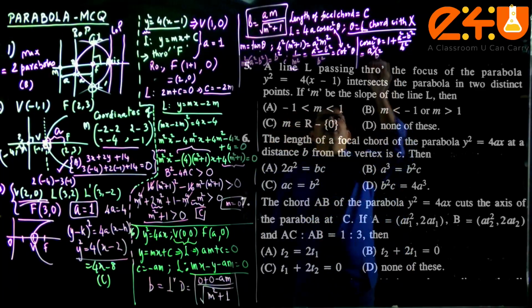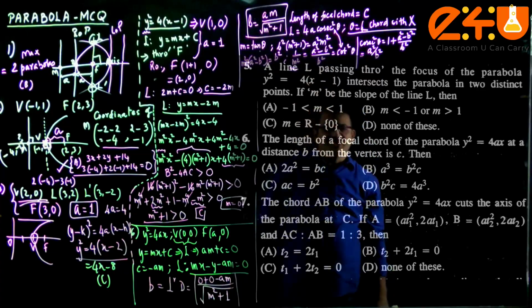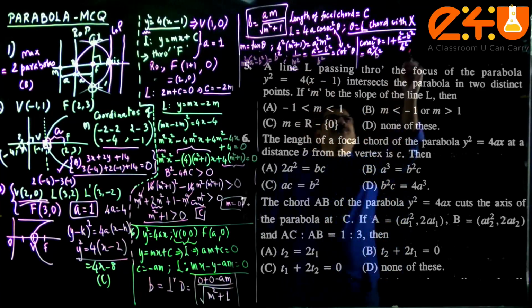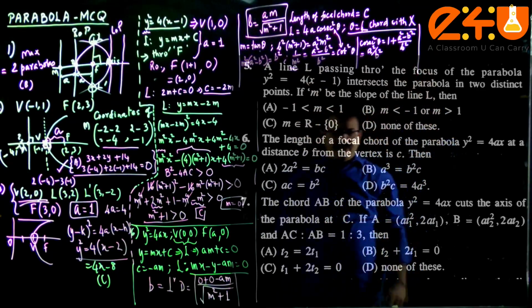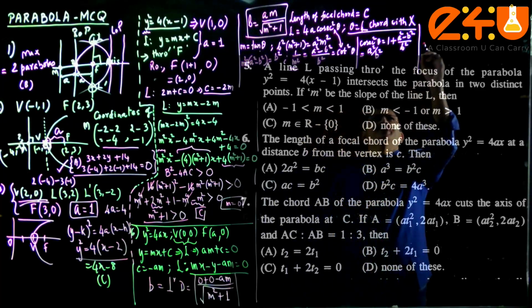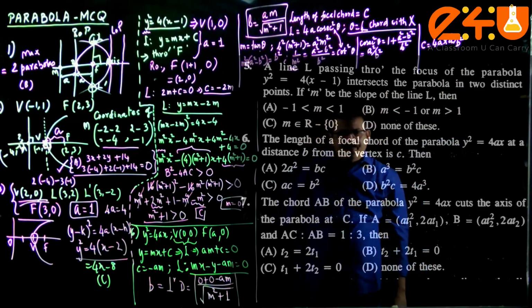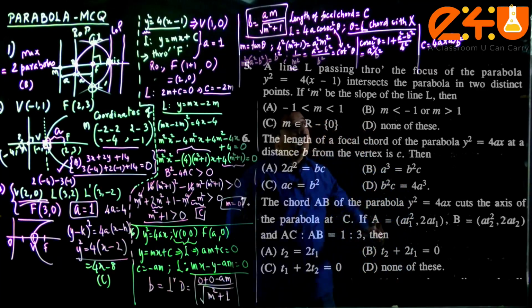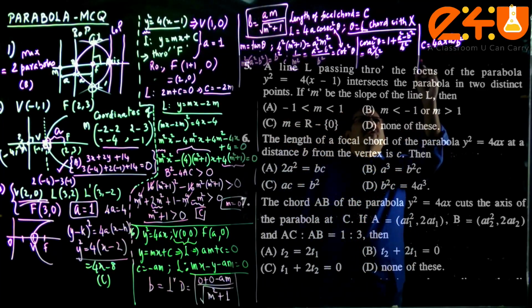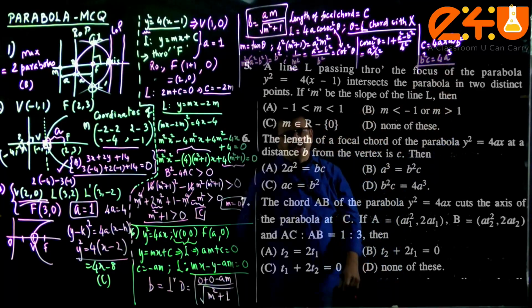And continue. What is the length? Substitute in the length. I am going to substitute in the length. Length equal to c, which is 4a into a square by cosecant square, which is a square by b square. So what is the answer we get finally? b square c equal 4a cube.